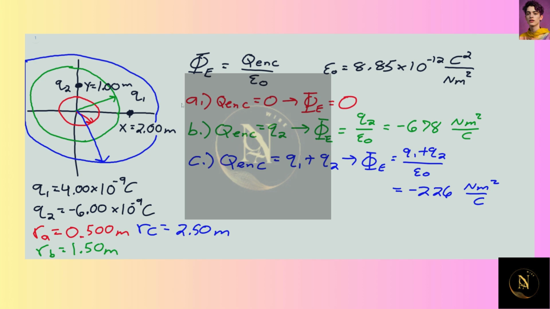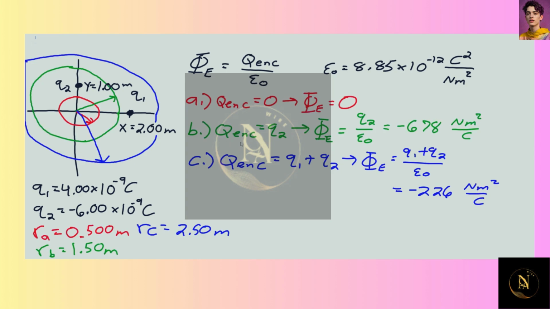All right, the first one in part A, well, we look at that surface, and because it only goes out to 0.50 meters, it doesn't include any of the charges because Q1's out at 2 meters away, and Q2 is at 1 meter away, so nothing is enclosed in this surface. So the total enclosed charge is 0, therefore the net electric flux through the surface in part A is just 0. There is no flux through that surface.